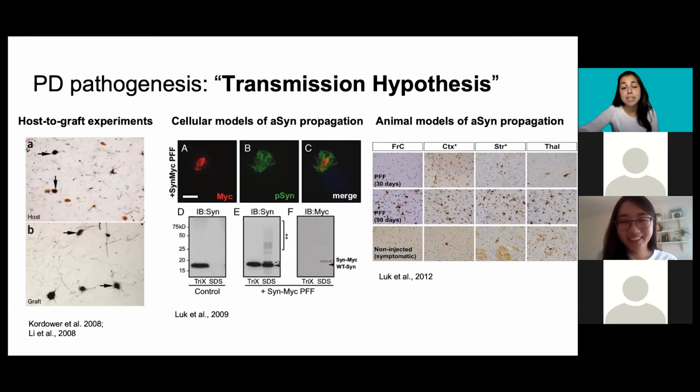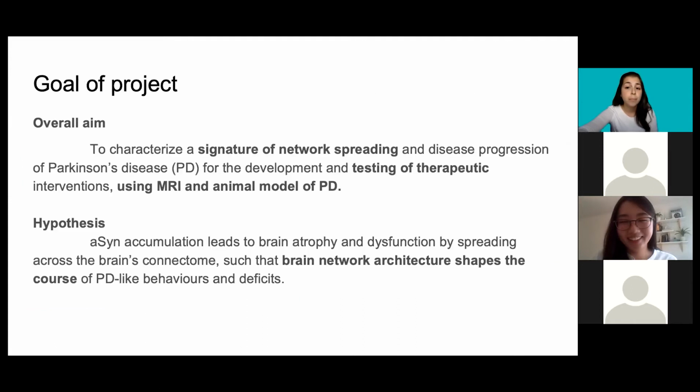And these studies have led to the recent hypothesis that alpha-synuclein seems to be spreading in a prion-like manner, so spreading via neuronal connections. However, there's still no direct evidence for alpha-synuclein being the cause for the degeneration and the atrophy, which give rise to the disease presentation. And so the goal of my project is to characterize the signature of network spreading and disease progression by examining atrophy using MRI in combination with traditional cellular techniques in order to examine the underlying cellular pathology.